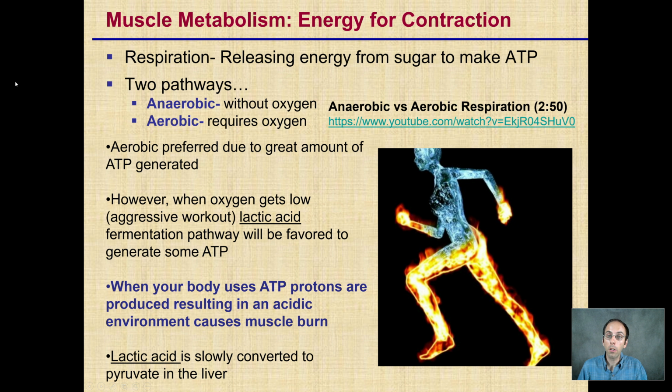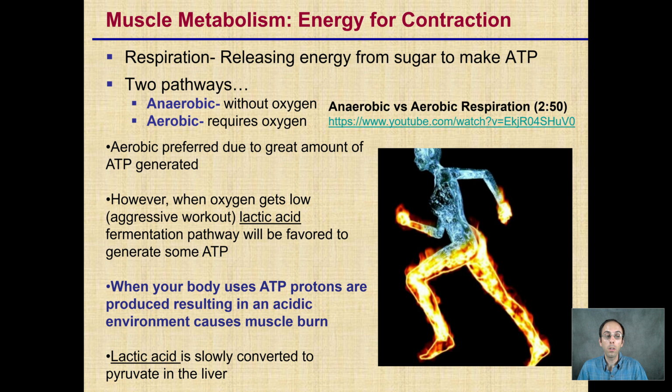Muscle metabolism, energy and contraction. Well, with respiration, it's releasing energy from the sugar to make ATP. We have two pathways, aerobic and anaerobic, basically using oxygen and not using oxygen. Aerobic is the preferred method because it produces a great amount of ATP that your muscles need. However, when oxygen gets low, as in a workout, lactic acid and fermentation pathways can be used and favored to generate some ATP.